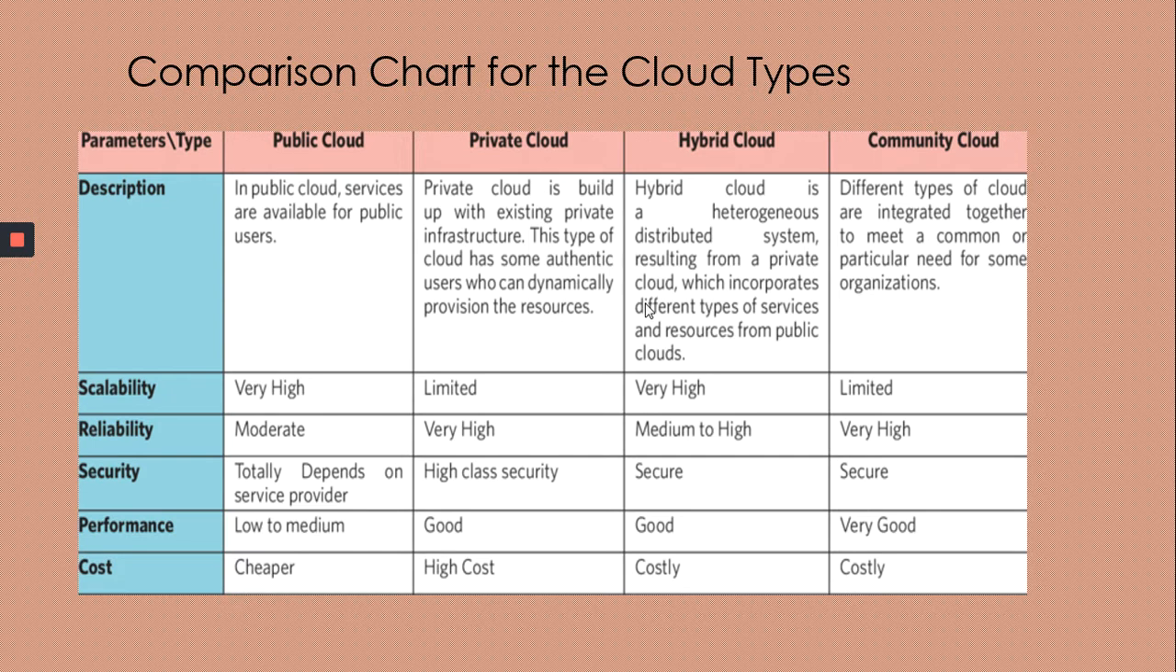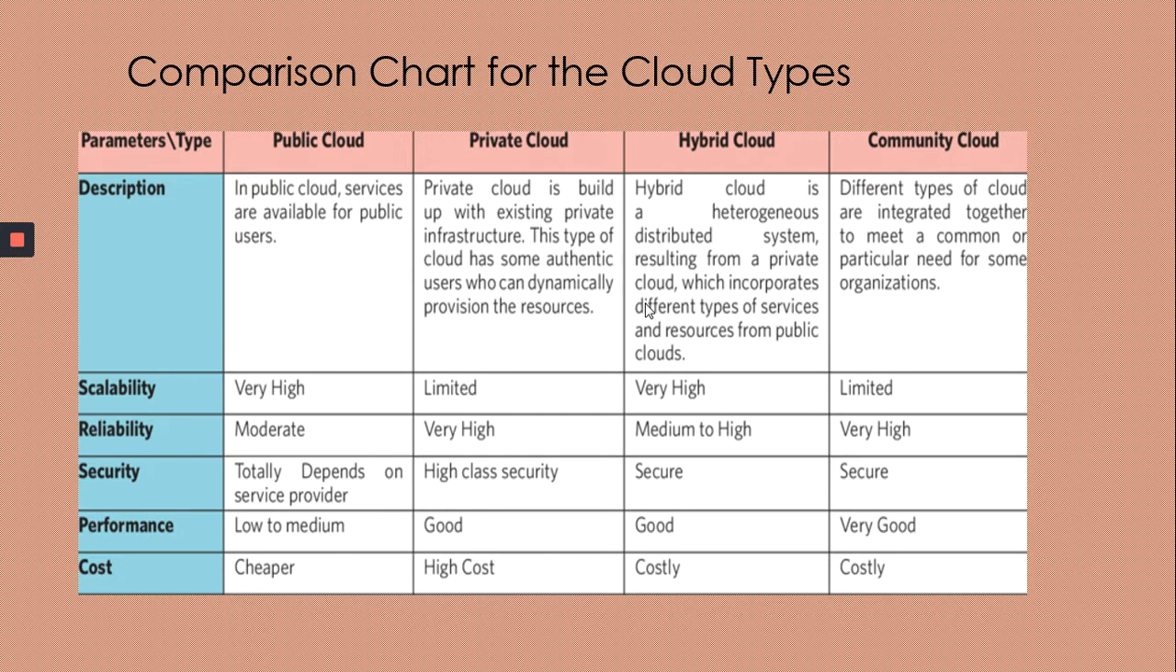So a hybrid cloud is a combination of heterogeneous clouds, we can say public plus private. It is a distributed system resulting from a private cloud which incorporates different types of services and resources from the public clouds as well. That's why we call it hybrid. In a community cloud, different types of clouds are integrated together to meet a common or particular need for some organization or particular communities. Example, VMware. So here there are five parameter types, and based on those the different types of clouds will be compared.